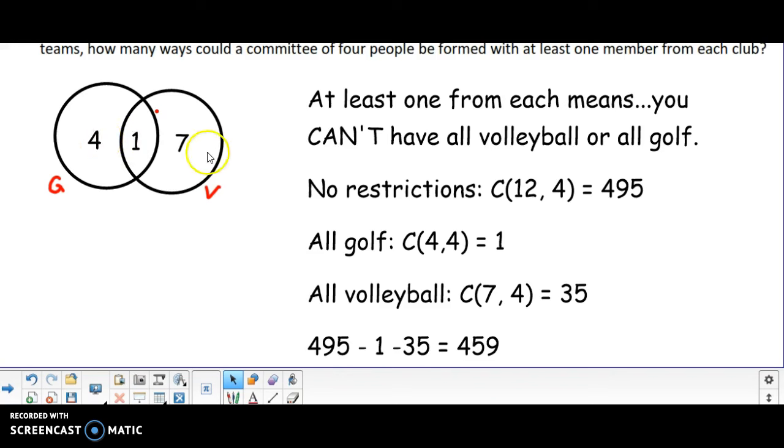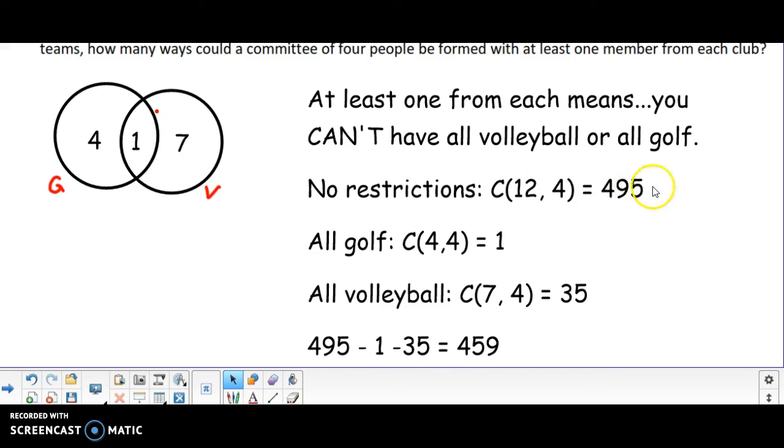Okay, so now that helps me because now I can answer the question, how many ways could I create a committee of 4 with at least one member from each club? So the easiest way to do this is the indirect way. If you must have at least one member from each, then the 2 cases you can't have are all golfers or all volleyball players. So first of all, I'm going to look at the number of ways I can select 4 people from the group of 12. We call that without restriction. So that's 12 choose 4 or 495.